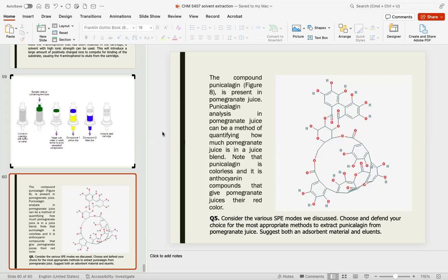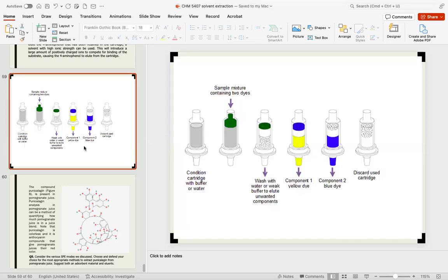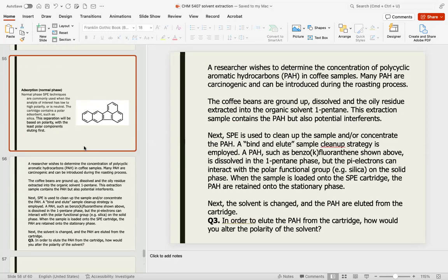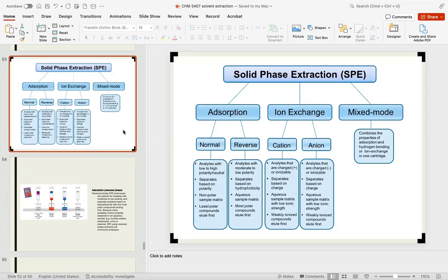Normal. If it is normal, okay, let's look at it, probably you're right. If it is normal, the analytes have low to high polarity, it might fit what we predict. Separate based on polarity, again, it fits the structure, but it is a non-polar sample matrix. What do you mean? What do you know about non-polar sample matrix?